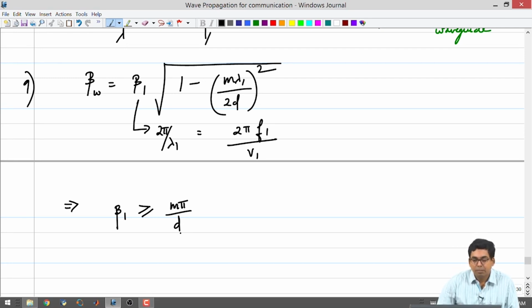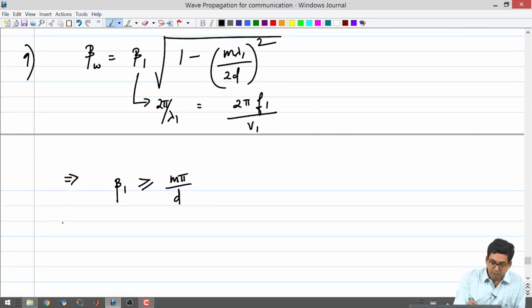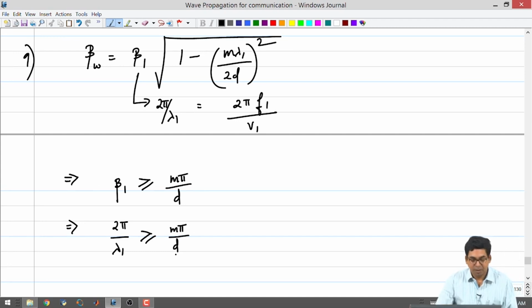Just taking beta 1 minus beta 1 multiplied by m lambda 1 by 2d the whole square, right, to the root, and then we are saying that one term has to be greater than the other term. Square root has to be greater than or equal to 0. Equivalently, you can also write this down in terms of wavelength. So, you can say that 2 pi divided by lambda 1 has to be greater than or equal to m pi by d, or lambda 1 is less than 2d by m.